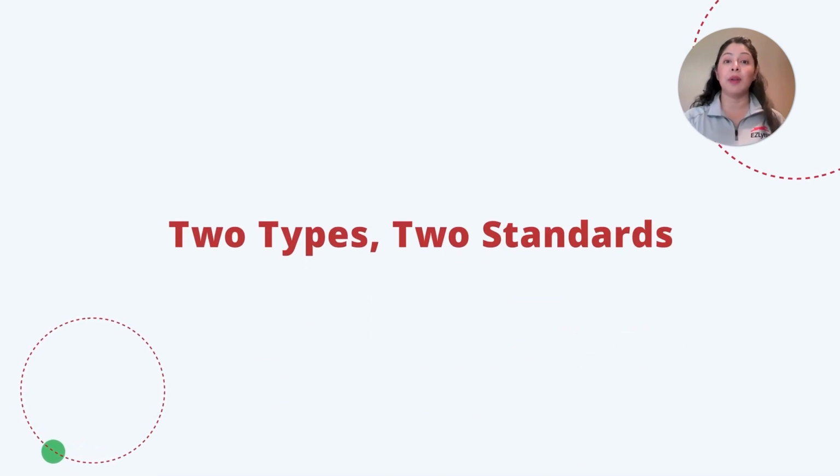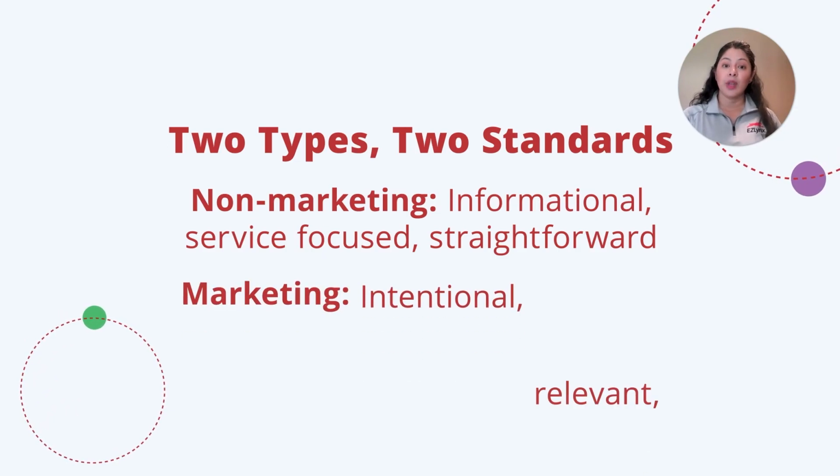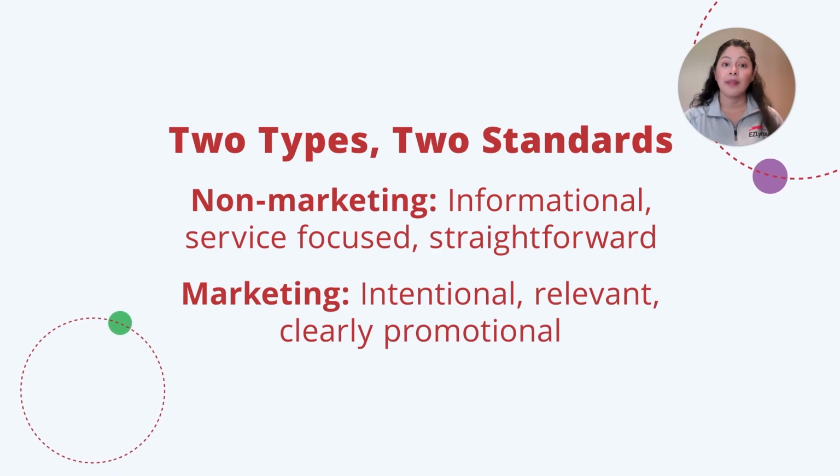One common mistake is assuming every email should look and feel the same. There are two types of emails that serve different purposes, and email providers are designed to recognize each. Non-marketing emails or transactional emails should be informational, service-focused, and straightforward, while marketing emails should be intentional, relevant, and clearly identified as promotional. When you mix promotional language into transactional emails, it can actually trigger inbox filtering.